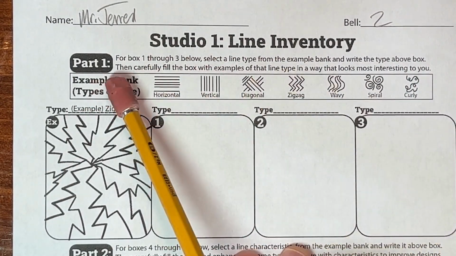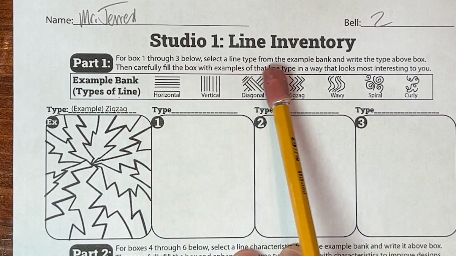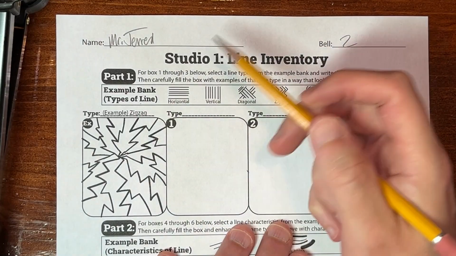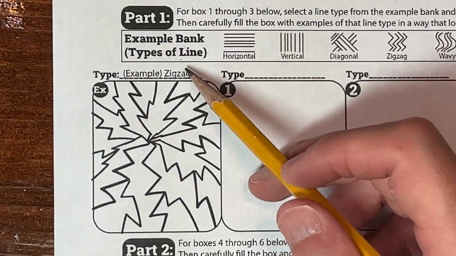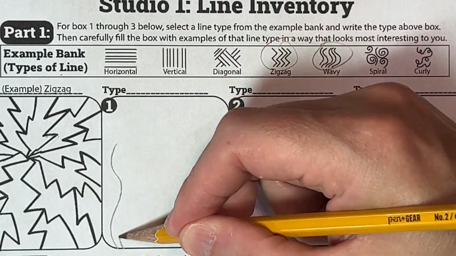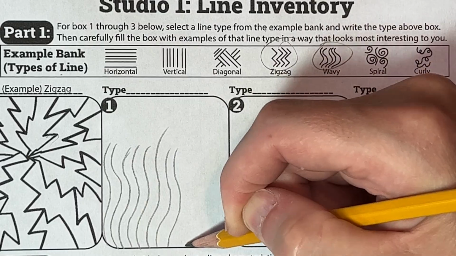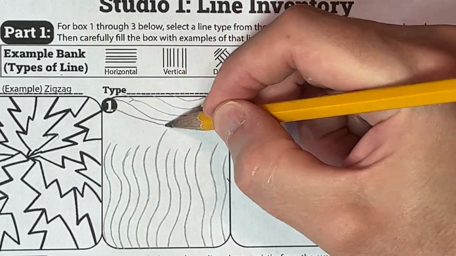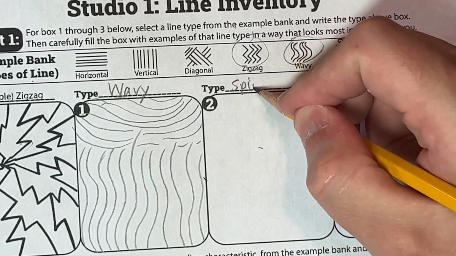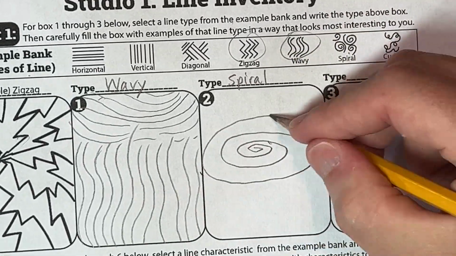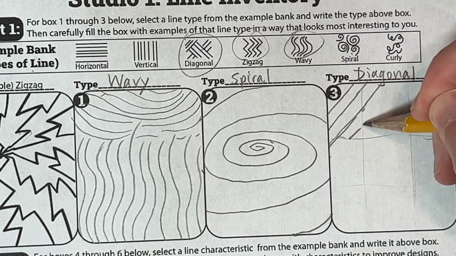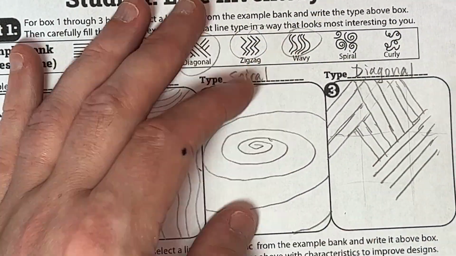Here in Part 1, you pick an example of a line type and write it above the box. The example here wrote zigzag at the top, and they filled the box with zigzags. Pretty simple. I will be using wavy lines first, then a spiral line, and the last type I'm going to use is diagonal. I have to remember to label them at the top and fill the boxes in an interesting way.